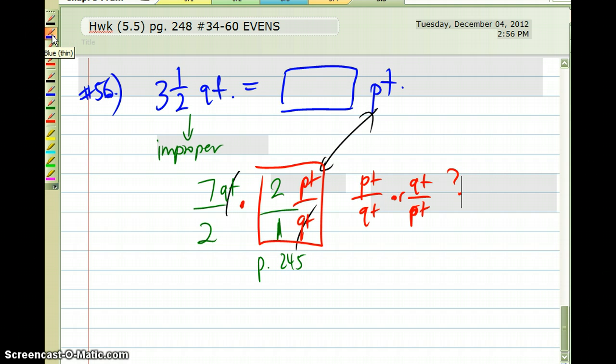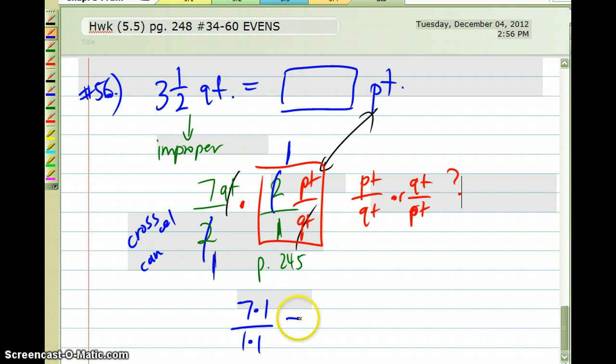I'm going to multiply, and because I can cross cancel, I'm going to cancel the 2 and the 2, becoming 1 and 1 each. That gives me 7 times 1, 1 times 1, giving me the final answer of just 7 pints.